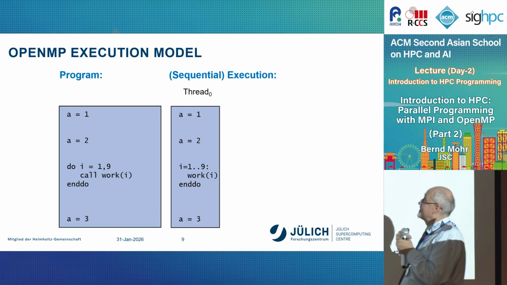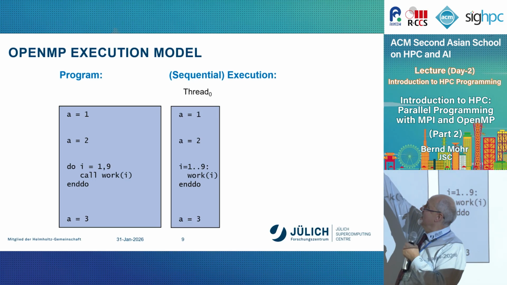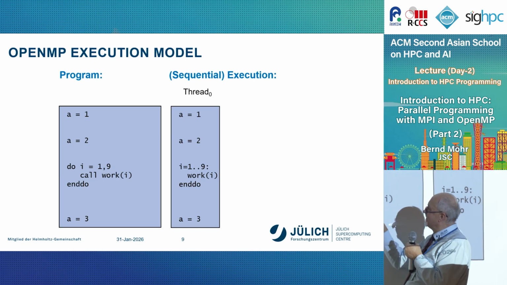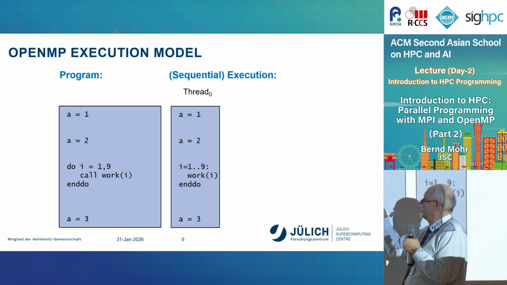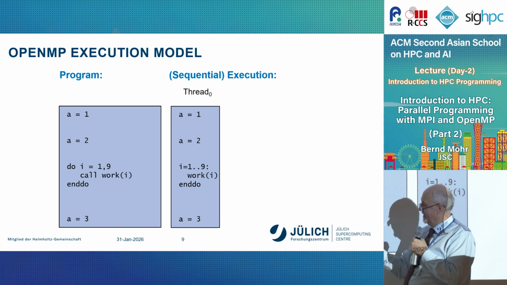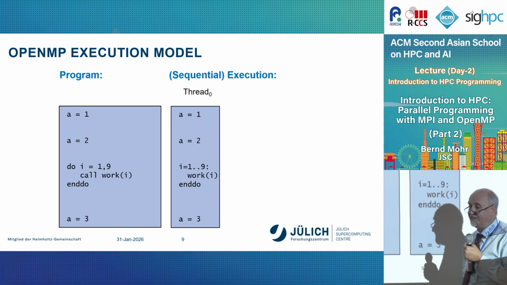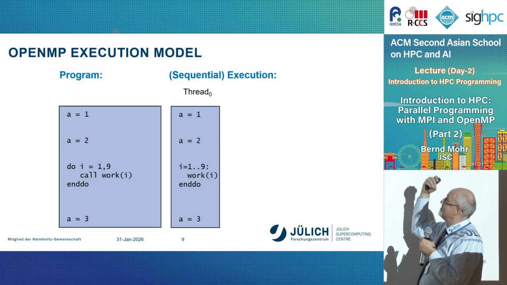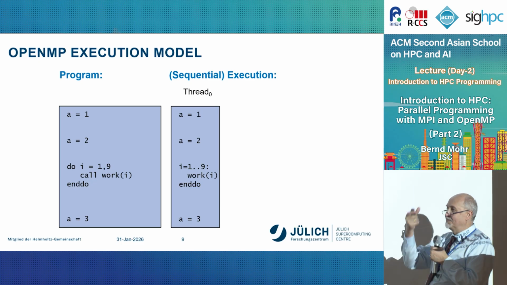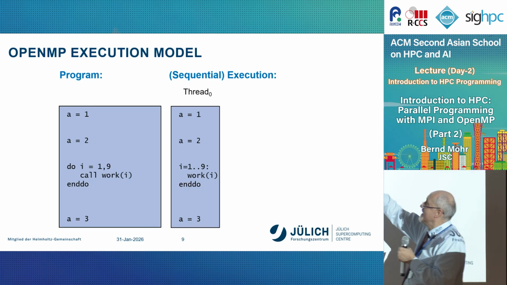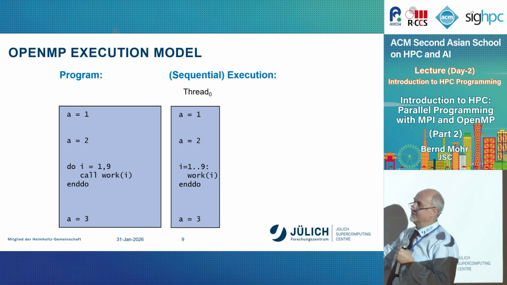I write a program setting A to 1, setting A to 2. Then I have a loop with I from 1 to 9, and for each I I call some other function to work on it. And then I set A to 3. When I compile it and run it without anything special, it creates a sequential program with one thread, which just executes this code like it's written here.